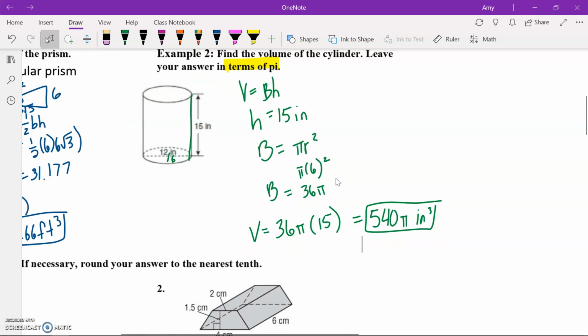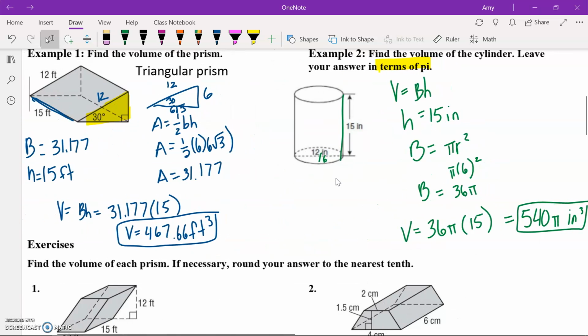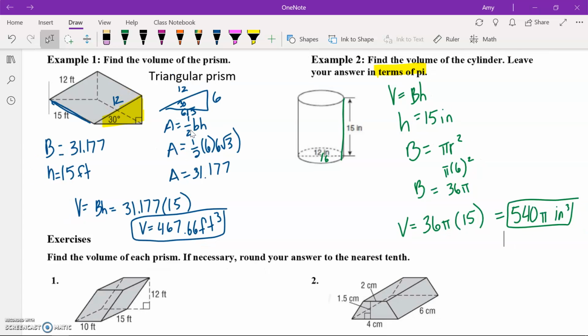So these are two examples where we calculated volume. In both cases, we had to calculate the area of the base, and sometimes calculating the area of the base will require us to use some of the math that we've already learned, right? We had to use special right triangles in this case. In the second problem, we had to know that the radius is half of the diameter, and you do need to know your formulas for area. But it's okay if you need to go back and remind yourself of some of those formulas. I'm not expecting that every single one you have memorized.